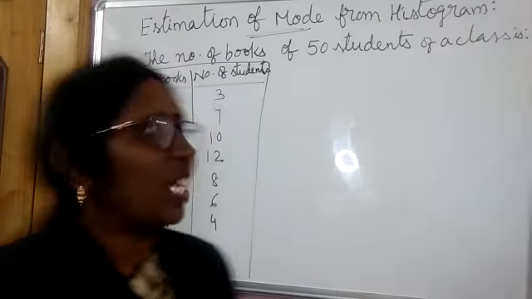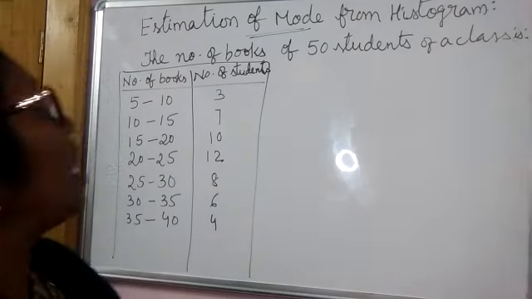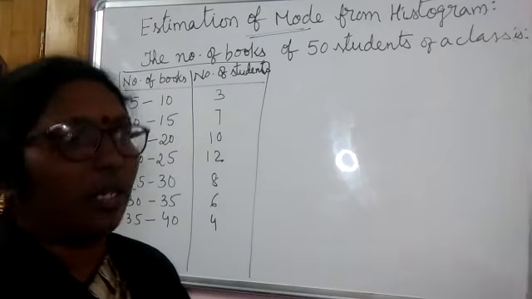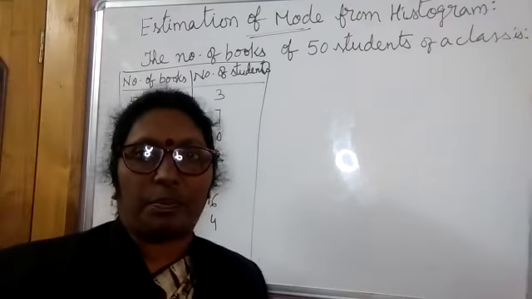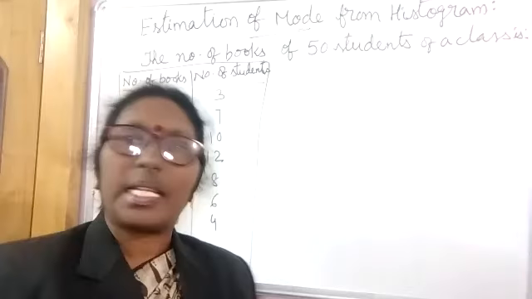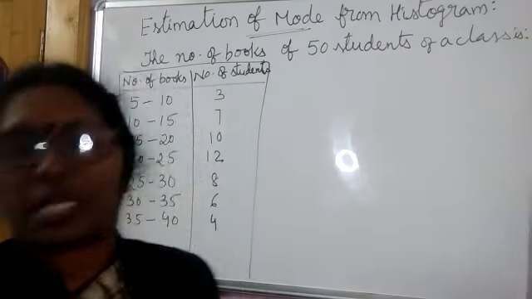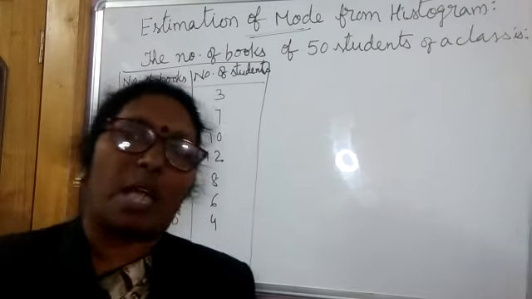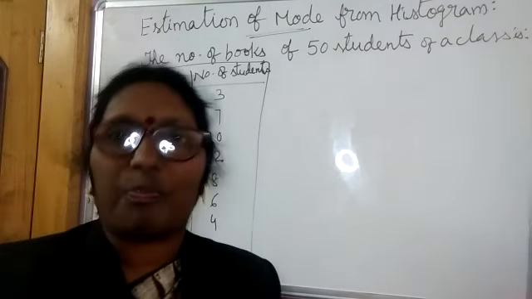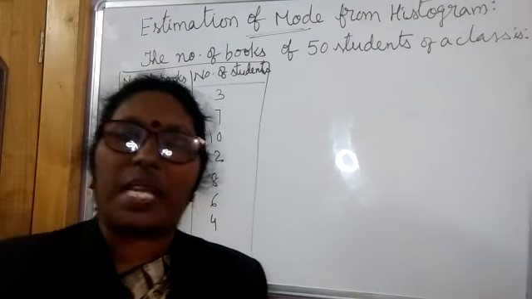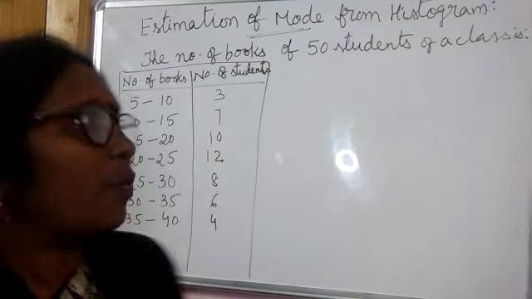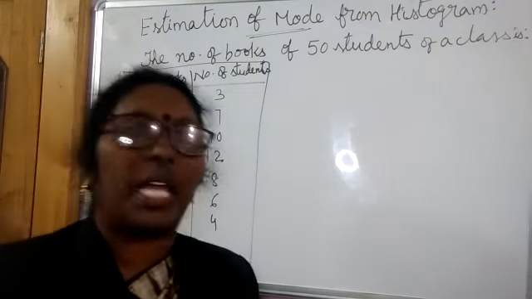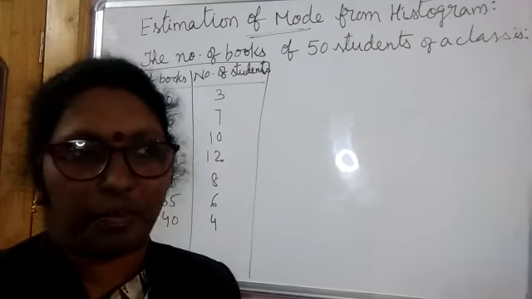Hi friends, now let us learn how to find the mode from the histogram. What is a histogram? Let me tell you something about histograms. Bar graphs and histograms both have vertical bars. In a bar graph there are gaps in between the bars, whereas in a histogram there are no gaps.